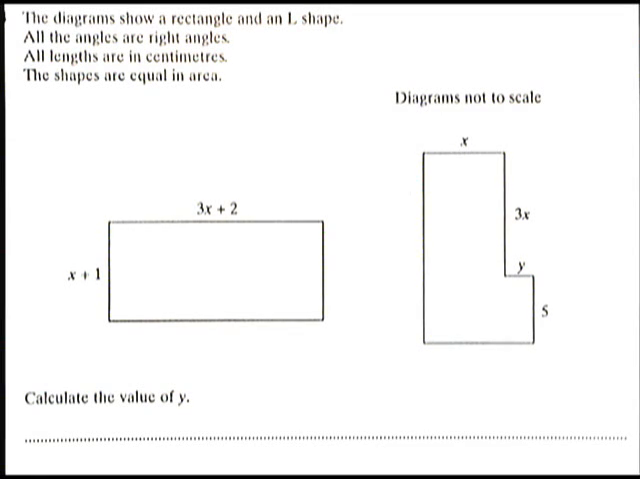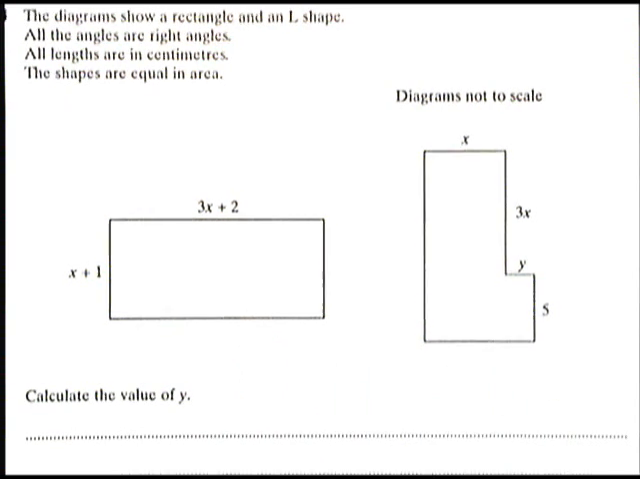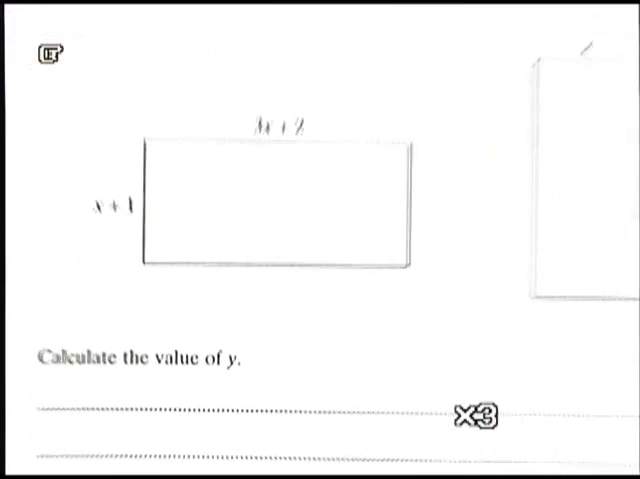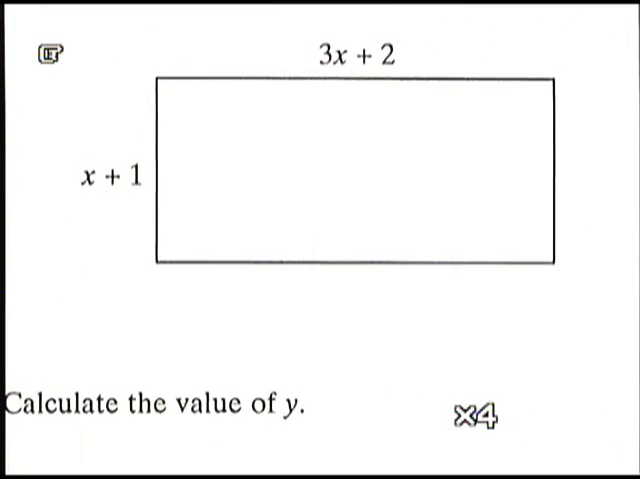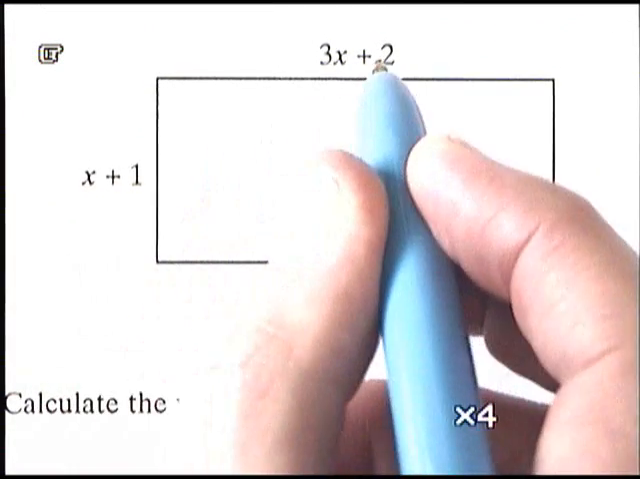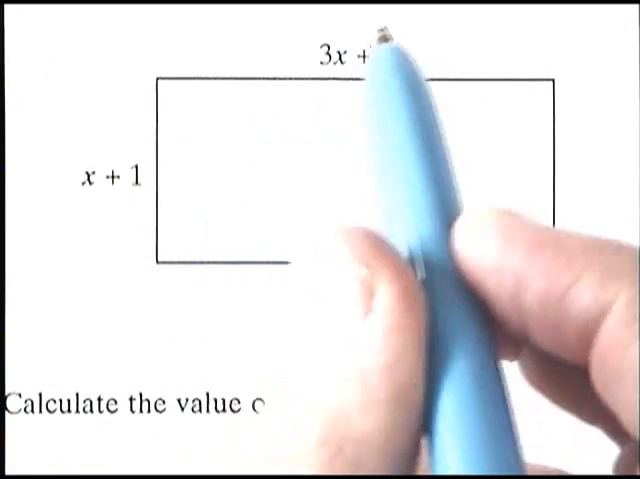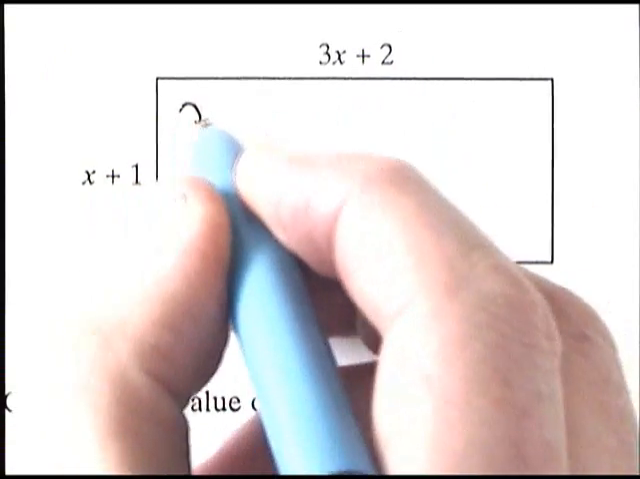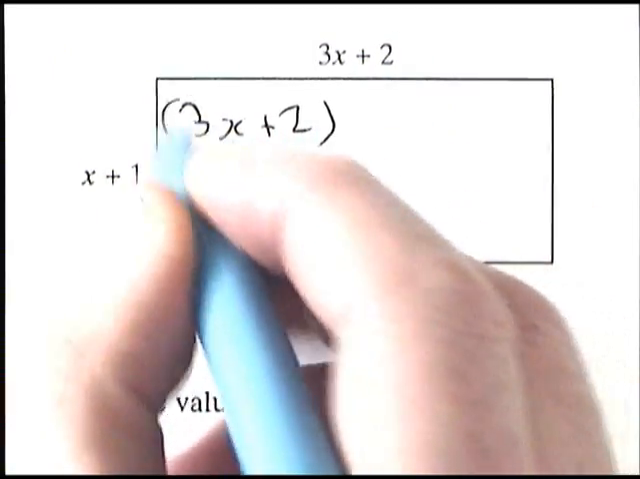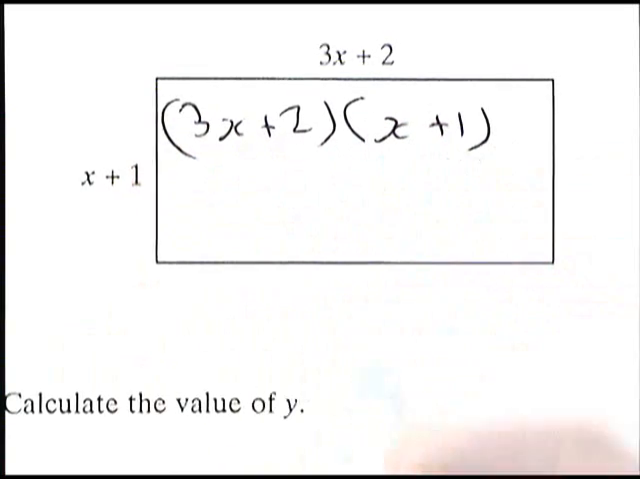In this question we've got two shapes and we're told the area of both shapes are equal. So the first thing to do is work out the area of the first shape. The first shape is this rectangle. To work out its area, we multiply the length and the width together, basically the two measurements. So I've got the 3x plus 2, and I've got to multiply it by the x plus 1.